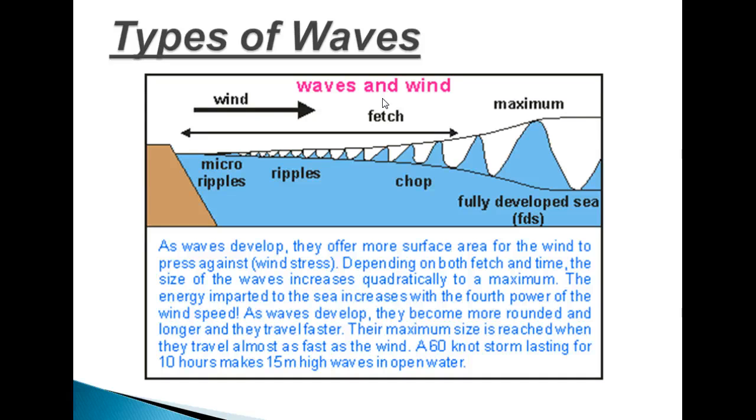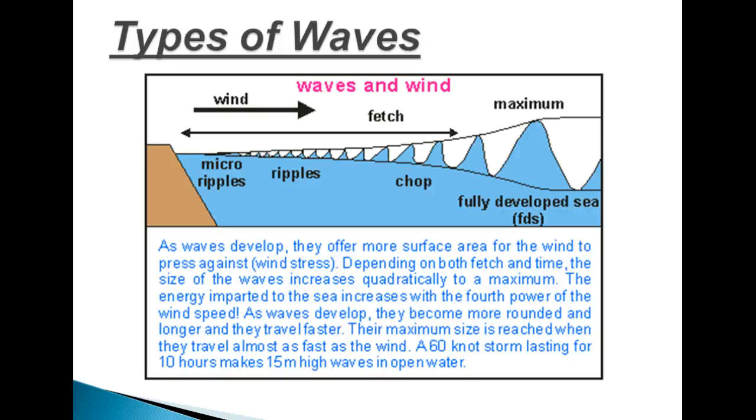Conclusion 3. If strong winds blow for a long period of time, but over a short fetch, no large waves form. So, if strong winds blow for a long period of time, but over a short distance, no large waves form. And then our last one, our fourth conclusion: large waves occur only when all three factors combine: high wind speed, long duration, and long fetch.